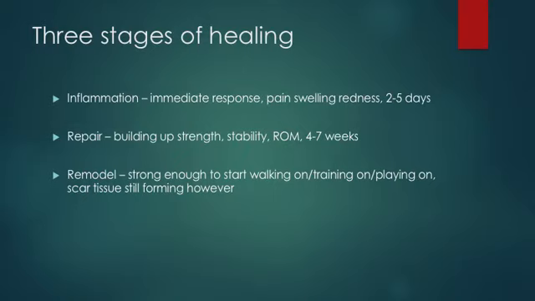So the next stage is the repair phase, which is where the athlete starts to build up strength and stability and range of motion within the joint or the muscle that's injured. And this usually lasts between 4 to 7 or 8 weeks, depending on the type of injury and the severity of it. And then the final stage is remodeling, where the joint or the muscle is strong enough to start walking on it, maybe to try on it, and maybe even to play on it. But there is still some scar tissue forming.